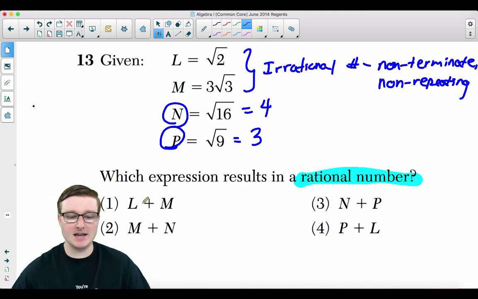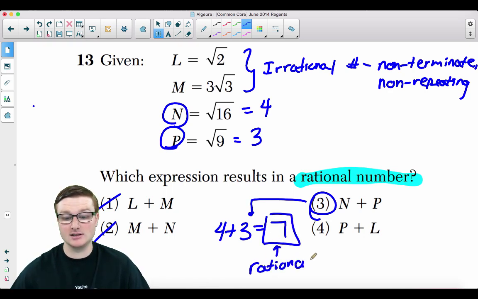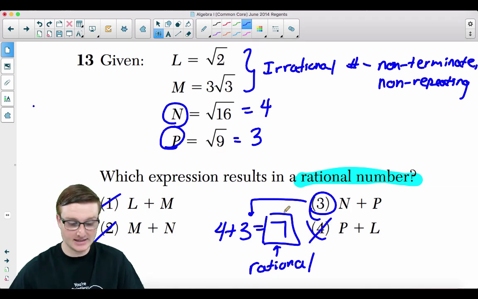I'm looking for n and p. L plus m. No, that results in an irrational number. The sum of two irrational numbers is an irrational number. M plus n. No, that's an irrational number. N plus p. Take a look at that. Choice 3 is the answer because 4 plus 3 is equal to the number 7, and 7 is rational, and it can't be choice 4. All right, that's how you do question number 13.